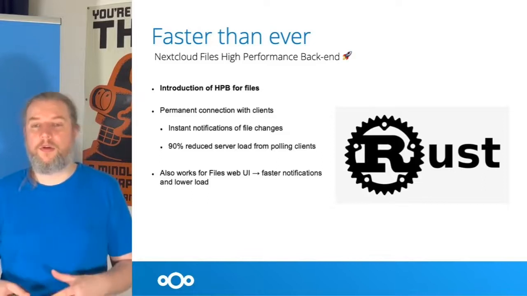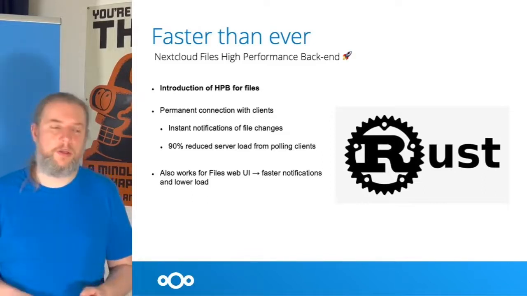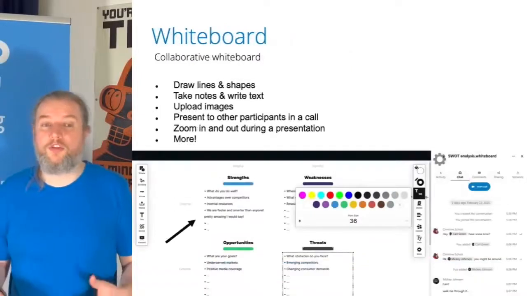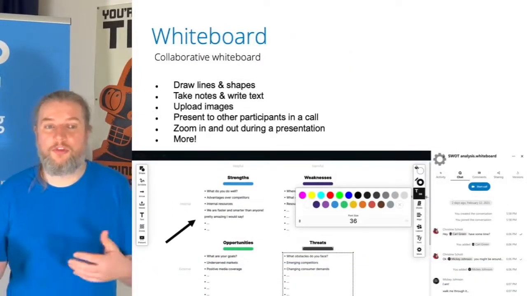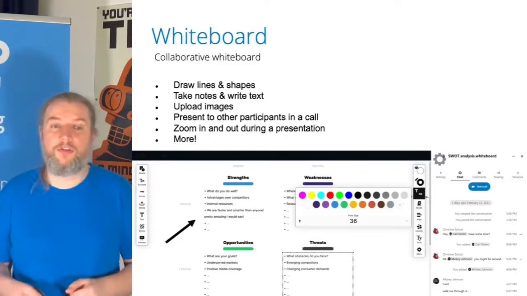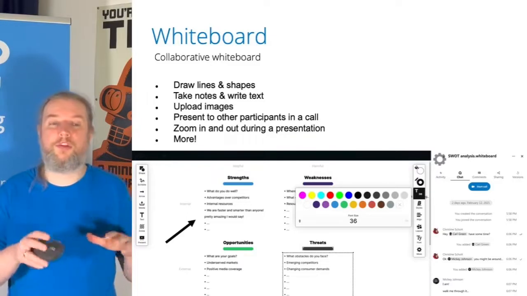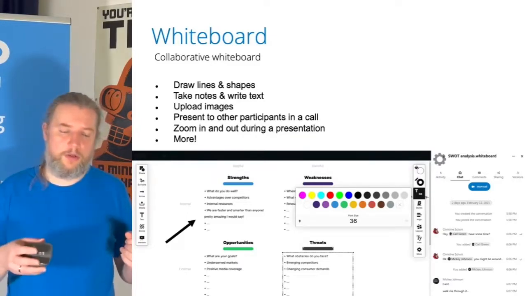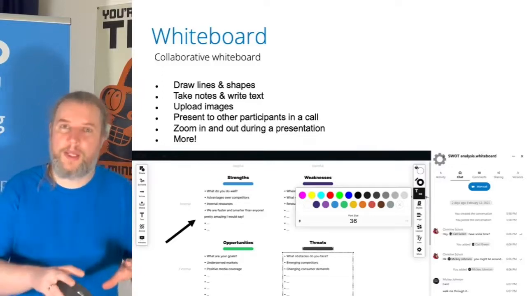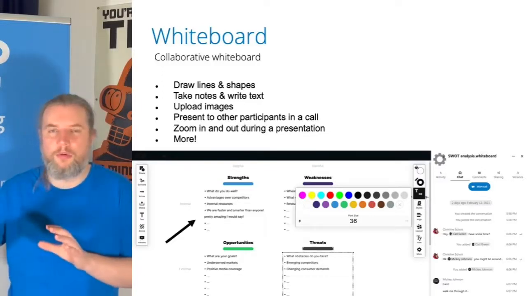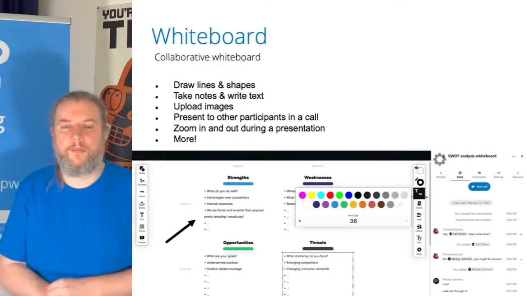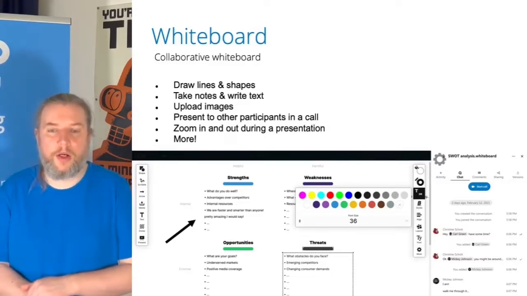Now next, collaboration improvements that we did in Nextcloud 21. So let's start with the introduction of a whiteboard. It's a collaborative whiteboard. It lets you draw lines and shapes, take notes, write text with other people at the same time. You can even upload images and cool features that you can present to other people in a call. What you then get is that the view is going to be the same for everyone. So if you zoom in or zoom out or move the view, then it'll move the same way for everybody else. This was built on a third-party tool.